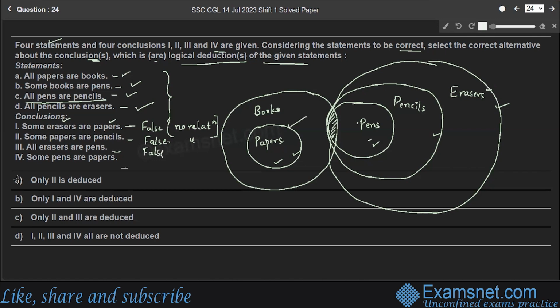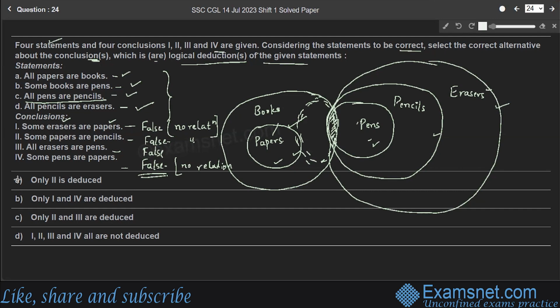And the last one, some pens are papers. Again, the same reason, no direct relation between pens and papers, therefore a false conclusion, right? But it is possible when the set of papers comes here, which I am showing here, right? Comes here only, then it can be possible. Otherwise, according to the statements, it is a false conclusion because there is no relation between pens and papers, right? Therefore, all the conclusions are not true, right?